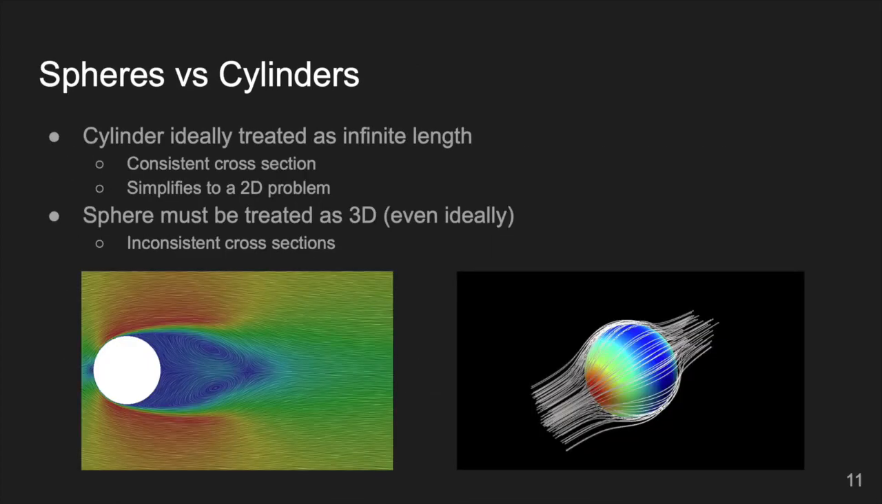Spheres and cylinders, while both having circular cross-sections, create many differences in their flow. Cylinders are ideally treated without boundary conditions at their ends, in our case where they meet the sides of the wind tunnel. This means that their flow can be simplified to a two-dimensional problem because of their consistent cross-sections span-wise. This 2D simplification can be seen in the left figure. However, a sphere must always be treated as a three-dimensional problem because of the inconsistent cross-section that causes the three-dimensional flow, even in ideal conditions, such as the figure on the right.